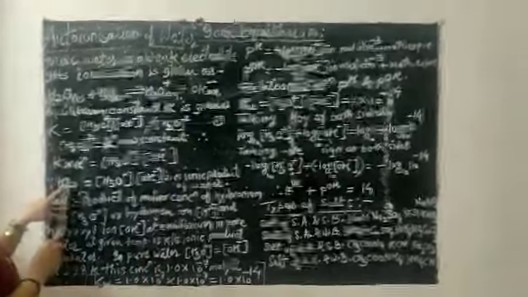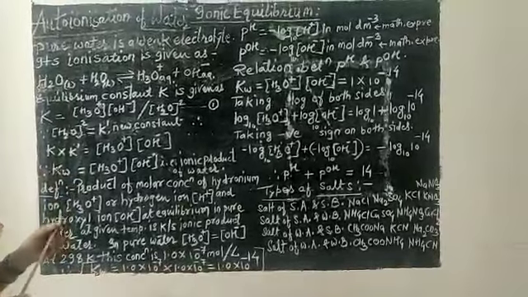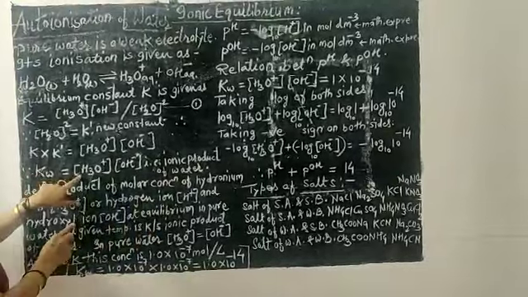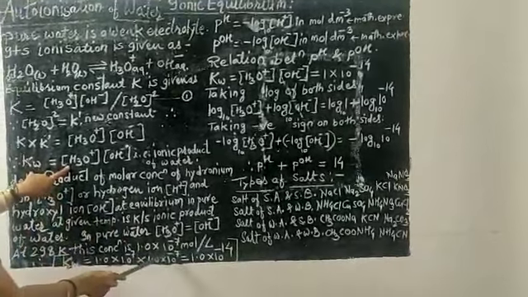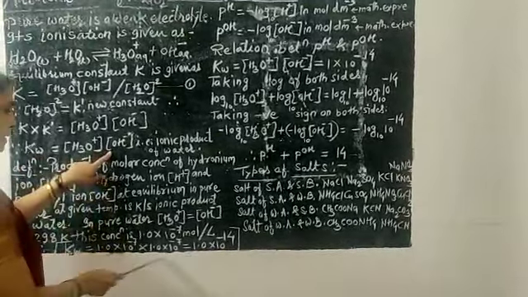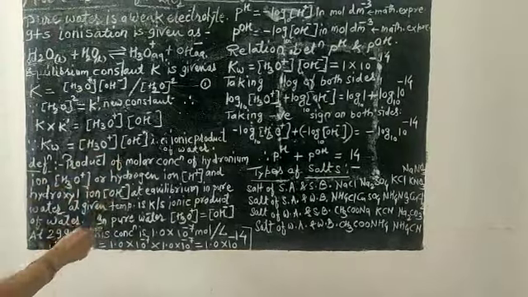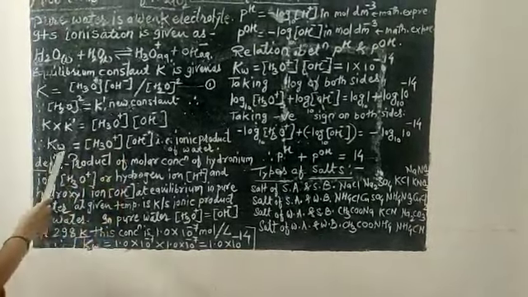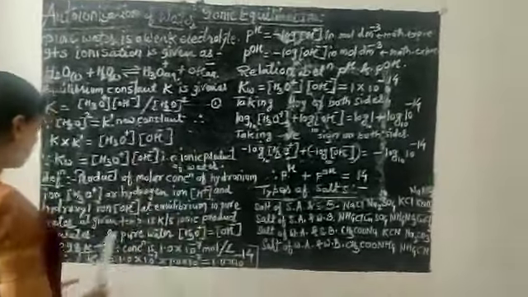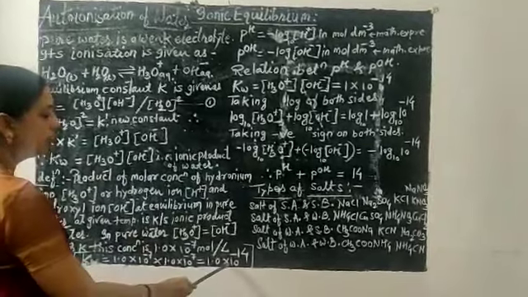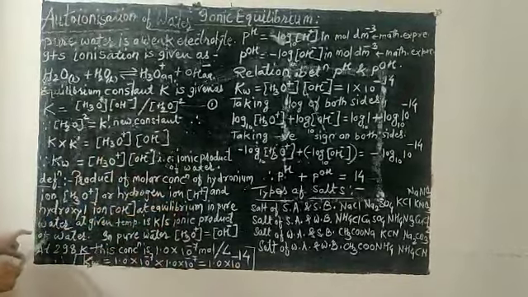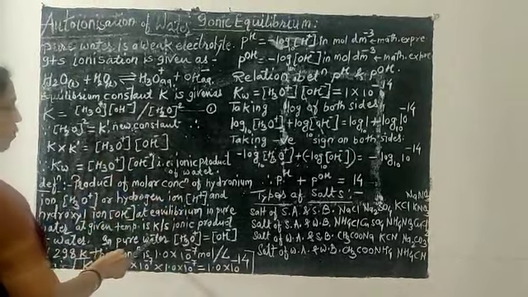And therefore, the value of Kw in pure water, that is the ionic product of water, becomes... What is the concentration of H3O plus? It is found to be 1 into 10 to the power minus 7. The concentration of OH minus ions is also the same, that is 1 into 10 to the power minus 7. And therefore, in pure water, the value of Kw, that is the ionic product of water, is found to be 1 into 10 to the power minus 14. And the value is fixed at 298 Kelvin in pure water.